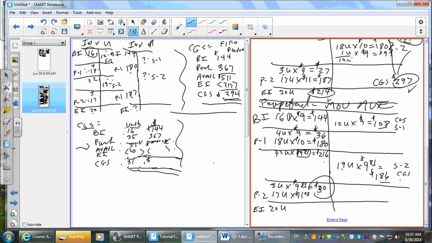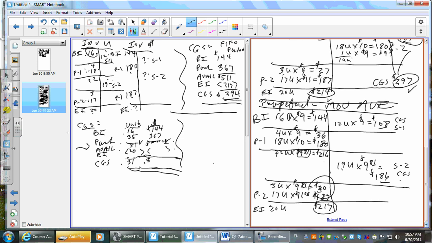187, was it? So what's 30 plus 187? 217 would be my ending inventory. Okay, there's my ending inventory. What's the average, by the way?